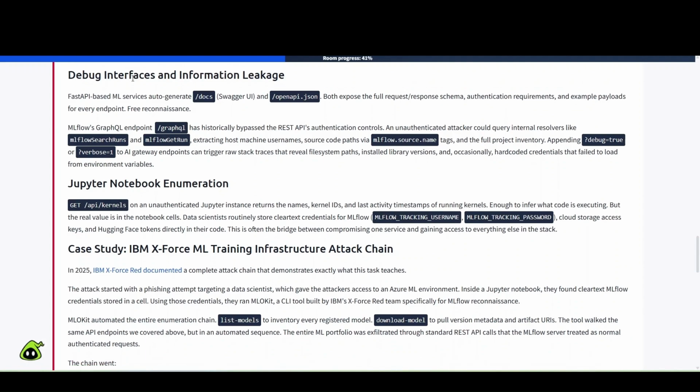Debug interfaces and information leakage. FastAPI-based ML services auto-generate docs. Swagger UI and openapi.json both expose the full request and response schema, authentication requirements, and example payloads for every endpoint. Free reconnaissance. All right, so some interesting information here.